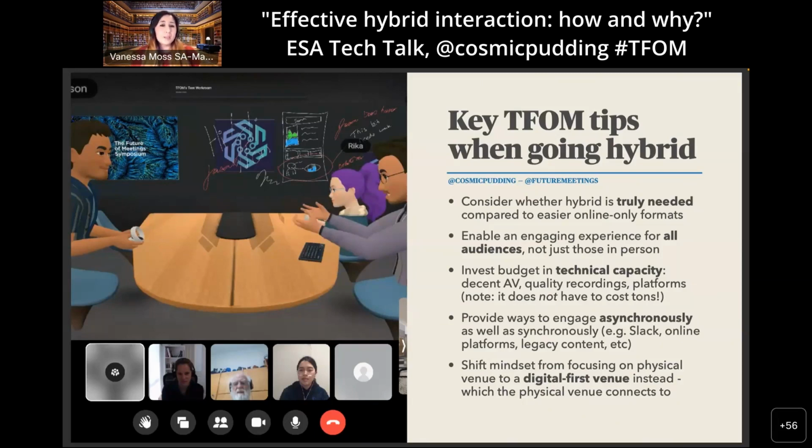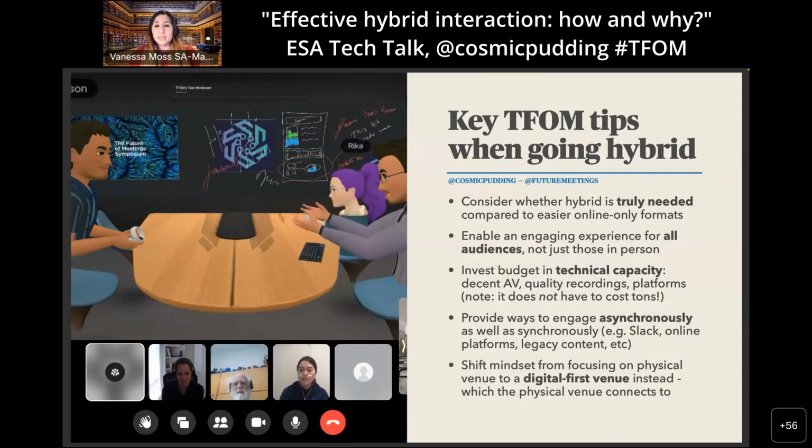It is important to invest some budget in technical capacity. These are things like the AV, making sure good quality recordings are available fairly quickly, and investing in some platforms that can be used. But I object strongly to the idea that it has to cost tens of thousands of dollars, although conference companies might like you to believe that. You can do it for a much lower budget, but doing it for zero budget is probably not ideal. And you wouldn't necessarily run an in-person event for zero budget. So it's that space in between.